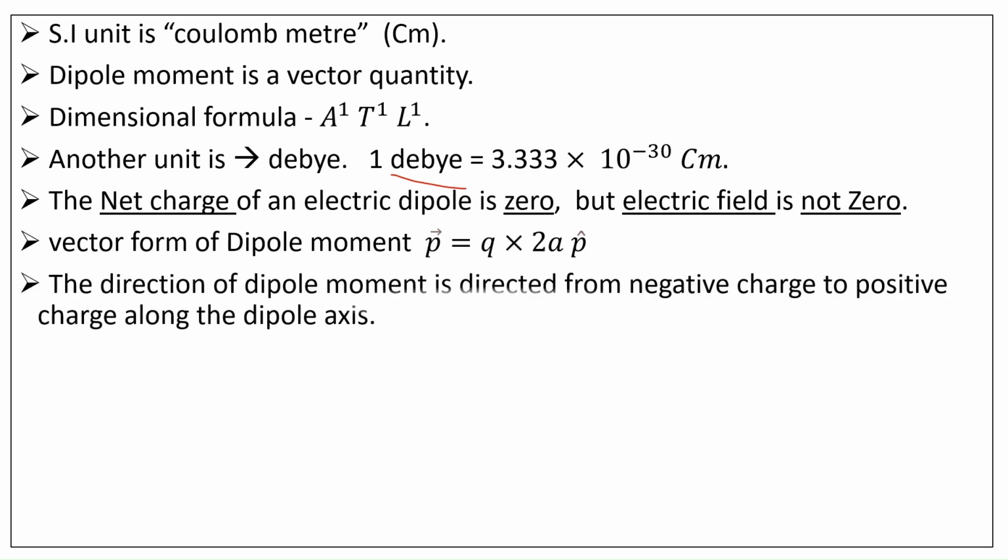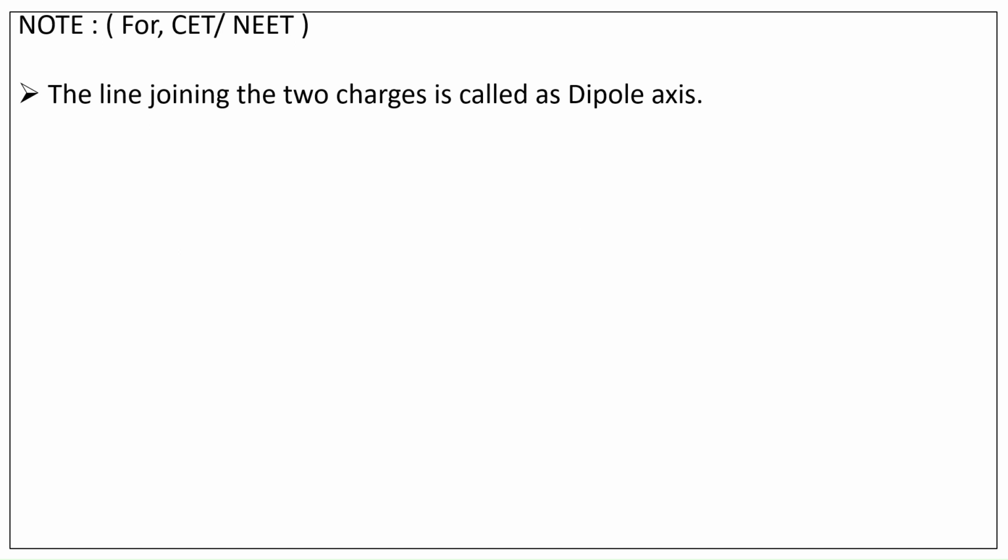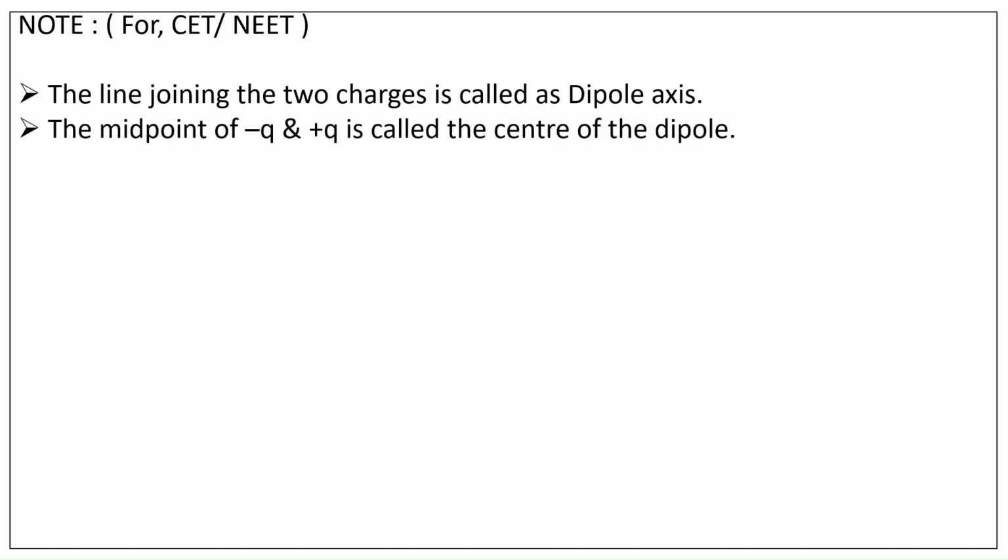The direction of dipole moment is directed from negative charge to positive charge along the dipole axis, as shown in the figure. Note: the line joining the two charges is called the dipole axis. The midpoint of minus q and plus q is called the center of the dipole. Dipole moment is a vector quantity.